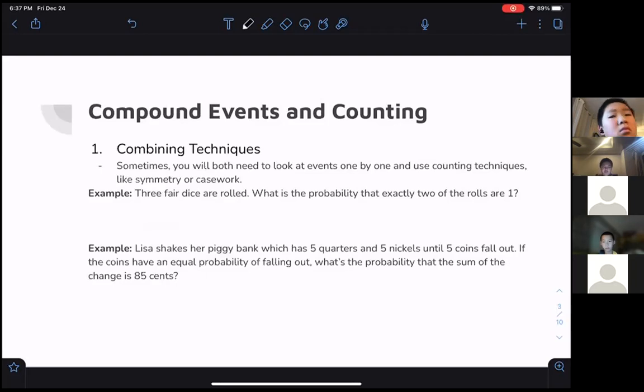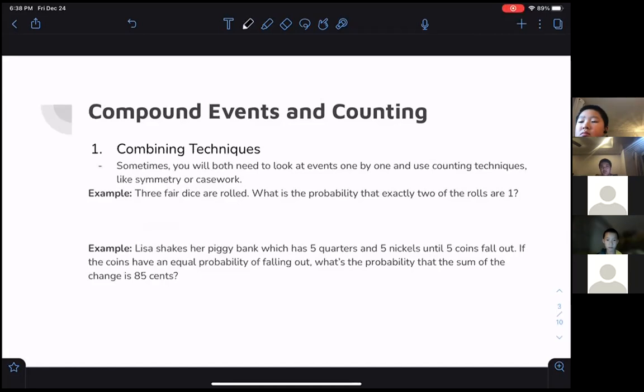Let's go on to today's material in that case. Sometimes you need to look at events one by one and use counting techniques like symmetry or casework. For example, 3 fair dice are rolled, and what's the probability that exactly 2 of the rolls are 1? All right, now I'll let everybody work on this for a short amount of time, and once somebody gets it right, I'll go over it.